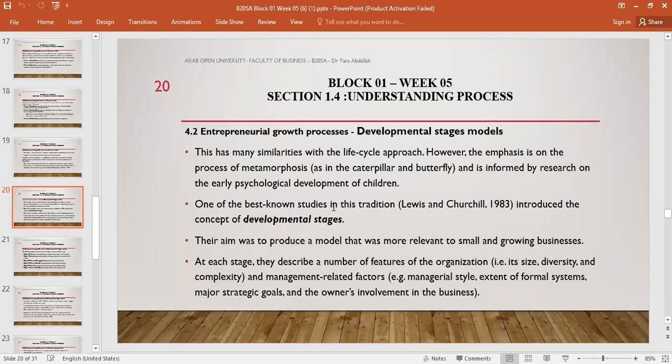Because at each stage, there will be a clarification of the challenge that they can face. And if you know that challenge, you can respond. You can put a strategic goal. You can make more involvement.